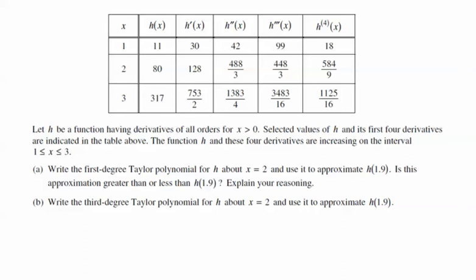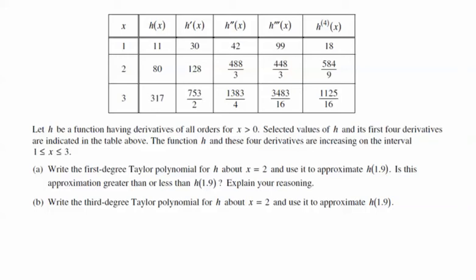In this problem we have a function h. We're not told what the function h is, but we're given some values for h when x is 1, 2, and 3, and we have some values for the first derivative, second derivative, third derivative, and fourth derivative of h at x equals 1, 2, and 3 as well. Now we're also told in addition to that that the function and the four derivatives are all increasing on the interval, and that's going to turn out to be important information, and we'll see how to use that in part A.